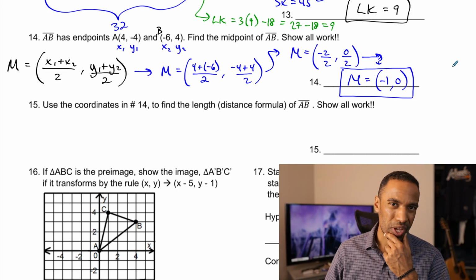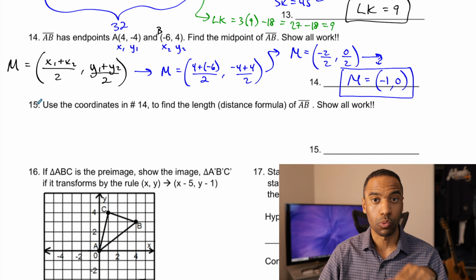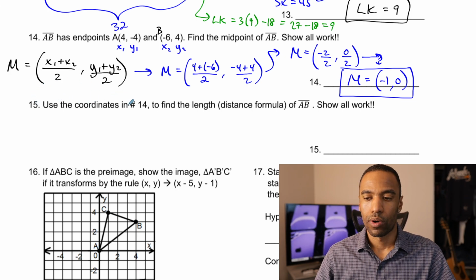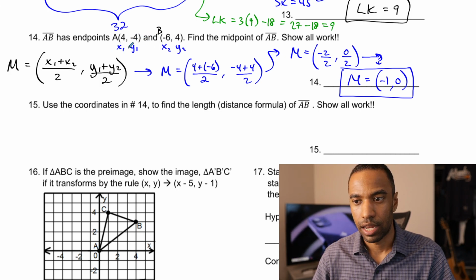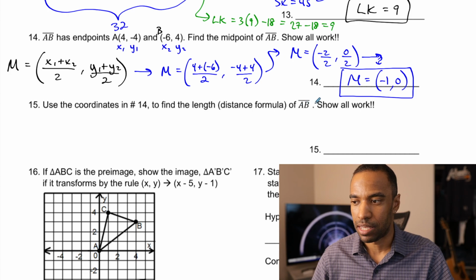I'll show you another way to do it in a graphing form. It's not going to be fantastic, but it will run in conjunction with number 15 when I'm done with number 15. Number 15, use the coordinates in number 14, these two right here. And I'm going to actually use the x1, y1 stuff right here too, to find the length of AB, segment AB, show all work.